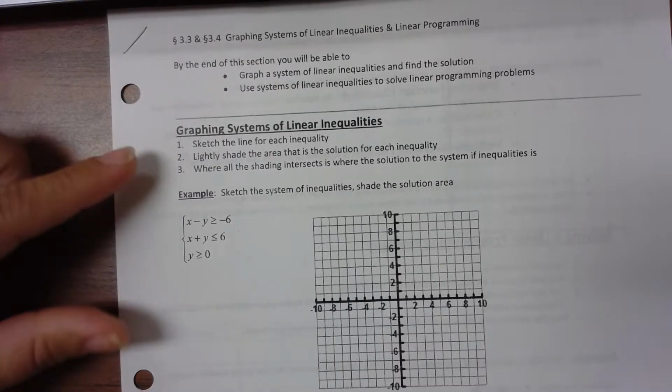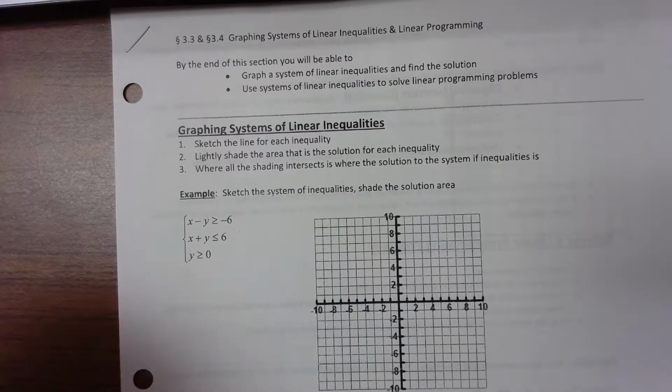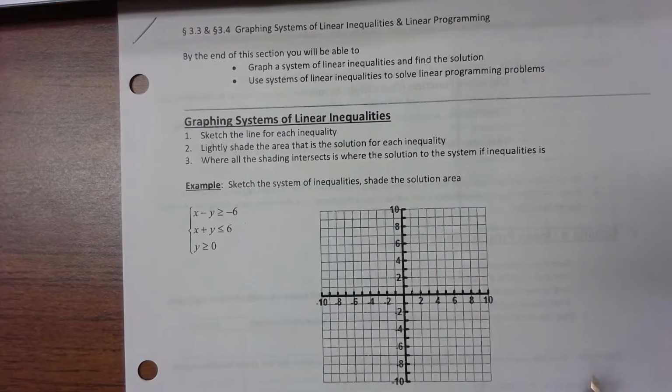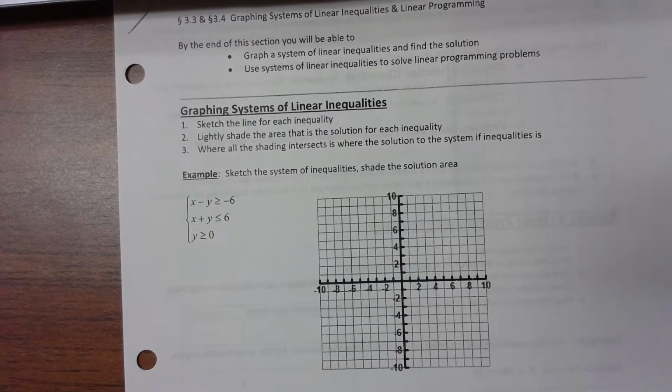So, to graph a system of linear inequalities, remember a system is more than one equation or more than one inequality. So we are going to be graphing more than one inequality. So we will sketch the line for each inequality. Remember, when we are graphing an inequality, we have to shade the solution area. So we will then lightly shade the area that is the solution for each inequality. Then you will look to see where all of the shadings intersect, and where they intersect is the solution for the system of inequalities.